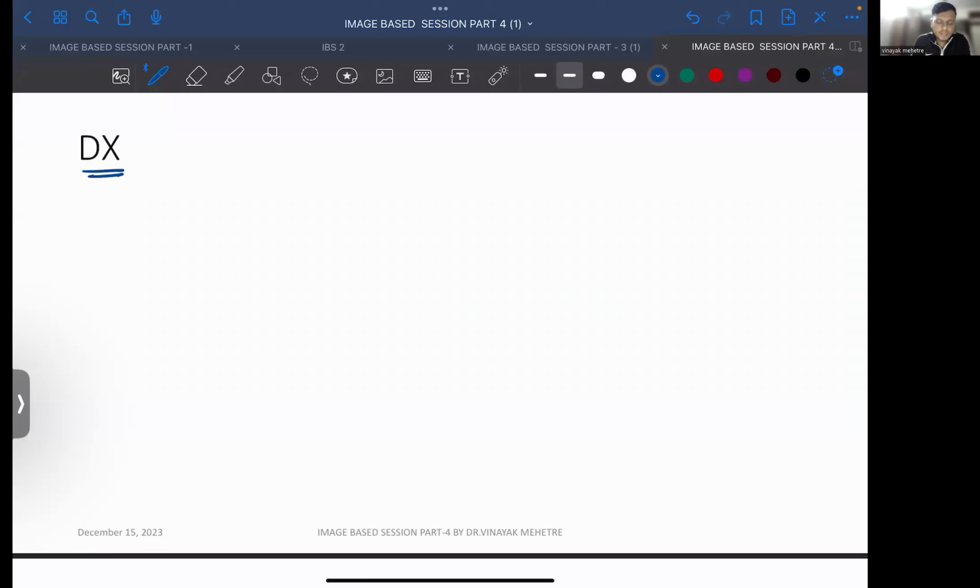Yes, HbA1c. How many months of sugar level will be diagnosed by HbA1c? Anyone? Yes, it is 3 months.